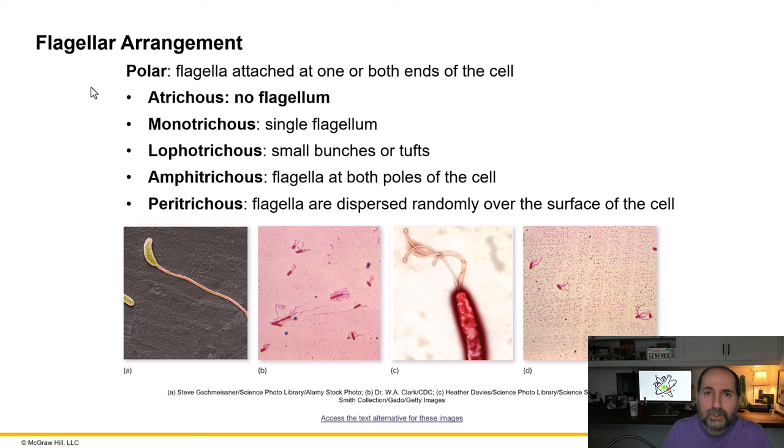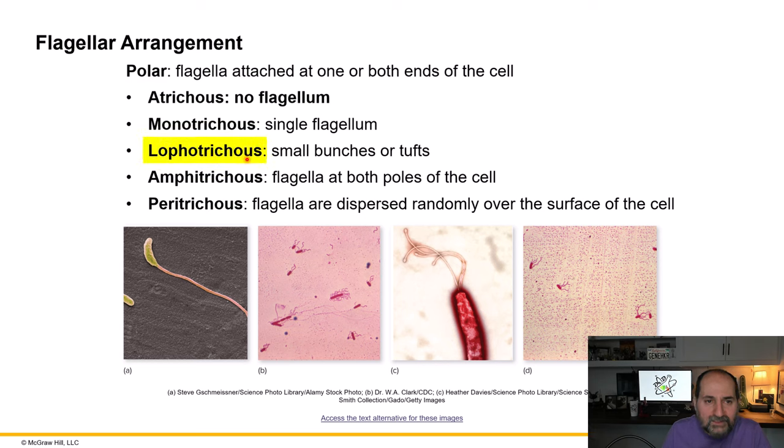Some bacteria have no flagella. These bacteria are called atrichous bacterium. These have no flagellum whatsoever. When you see this suffix trichous, you should think flagellar arrangement. So if a bacterium is atrichous, the prefix A suggests that there's no, or lacking. Atrichous bacteria lack a flagellum, while monotrichous bacterium have a single flagellum. And if it's a monotrichous polar flagellum, that single flagellum is attached at one end of the cell.